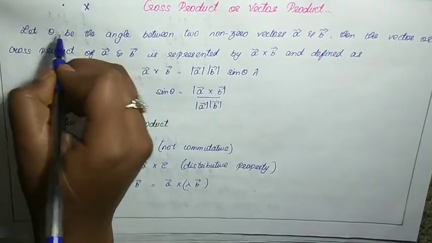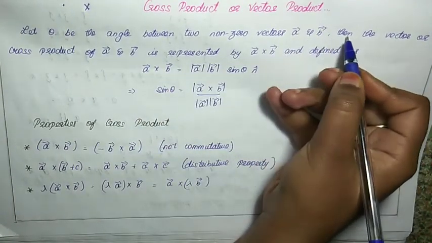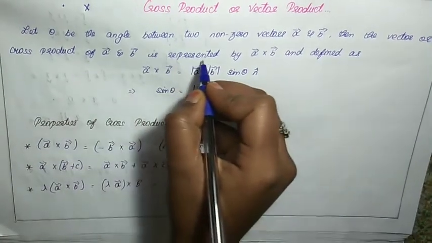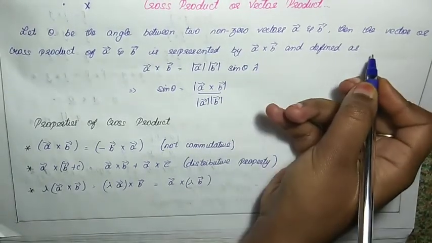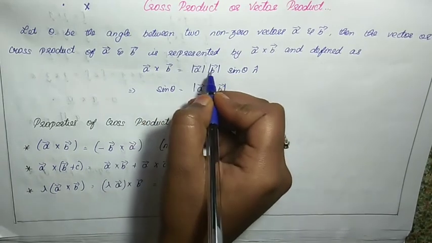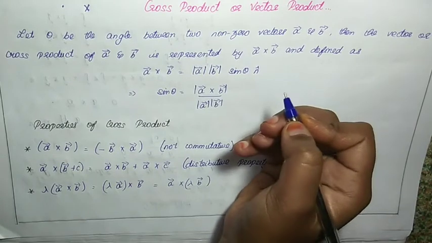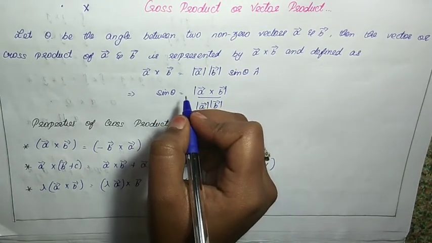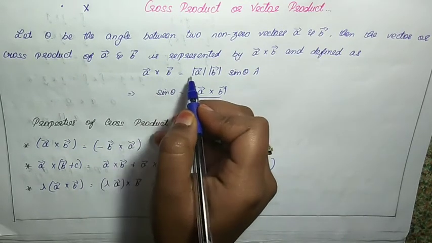Okay, so let theta be the angle between two non-zero vectors a vector and b vector. Then the vector or cross product of a vector and b vector is represented by a vector cross b vector and defined as a vector cross b vector equals mod of a vector into mod of b vector into sine theta n cap.